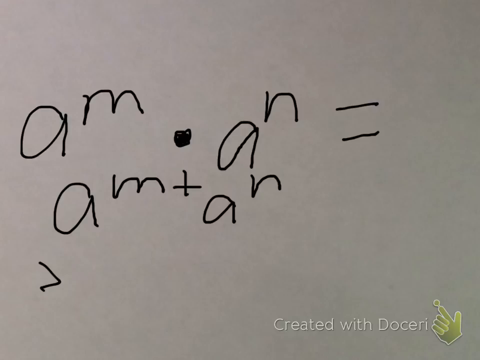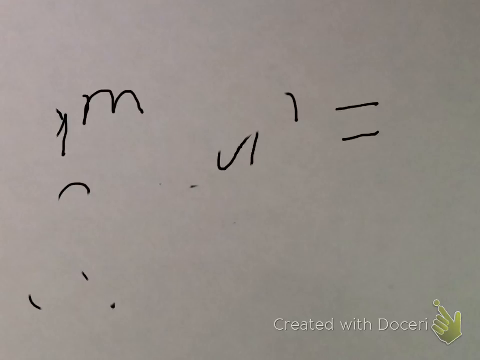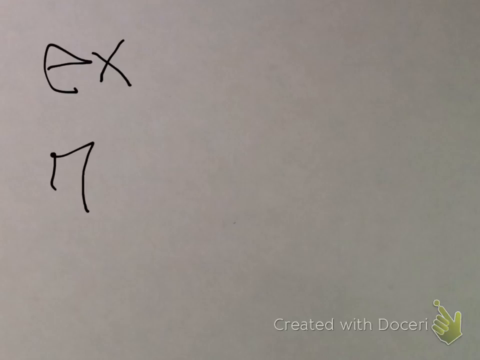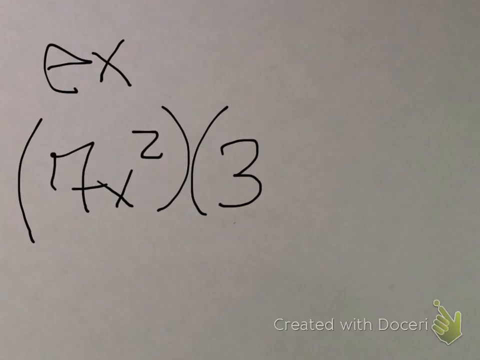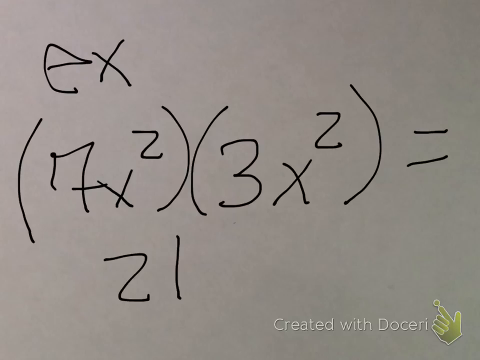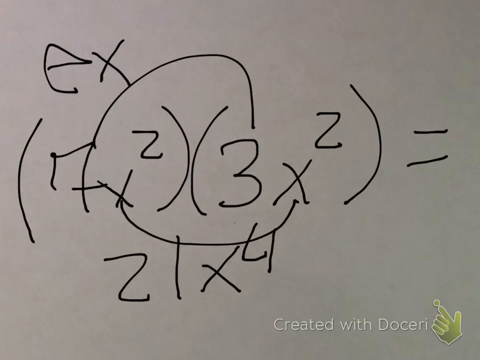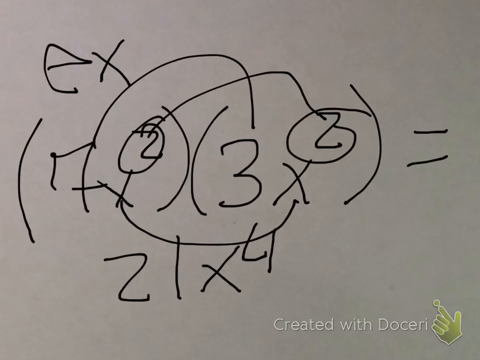An example would be, let me erase to make some room. Okay, my example would be 7x squared times 3x squared. And this would equal 21x to the power of 4. You FOIL the 3 and the 7, and then you multiply the x's, and then you add the 2's to make the 4.